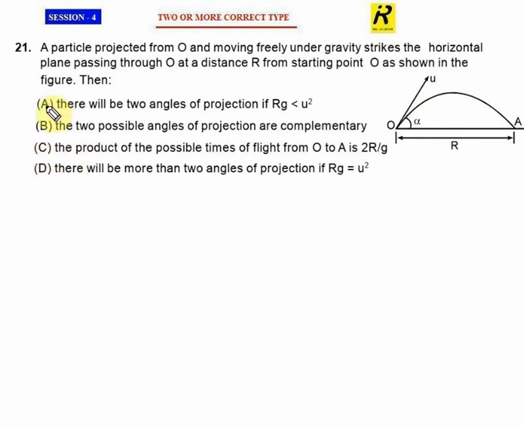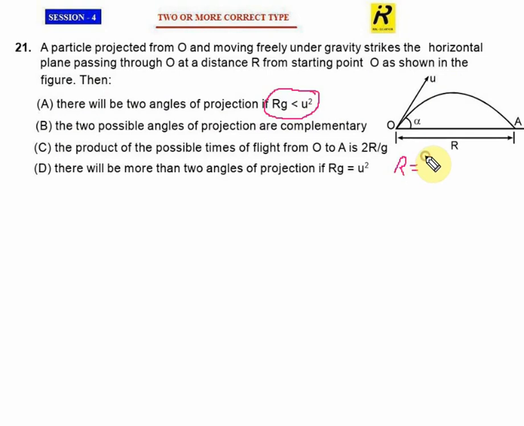Let me check whether option A is correct or not. First of all, there will be two angles of projection if Rg is less than U square. This is the given condition. Here, the meaning of R is the range. And how do we actually write the range for any projection?